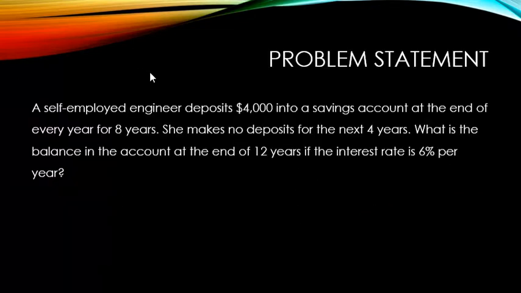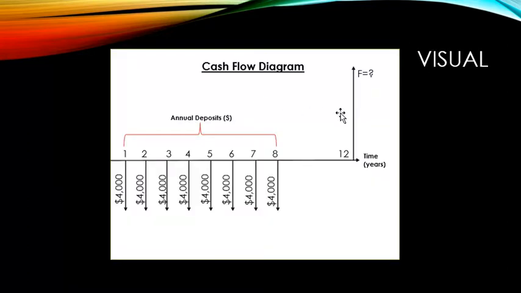Our problem statement. A self-employed engineer deposits $4,000 into a savings account at the end of every year for 8 years. She makes no deposits for the following 4 years. What is the balance in the account at the end of the 12-year period if the interest rate is 6% per year? Our visual for this problem statement will be a cash flow diagram.